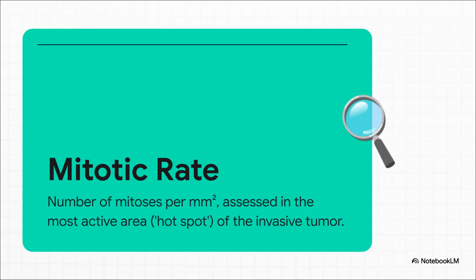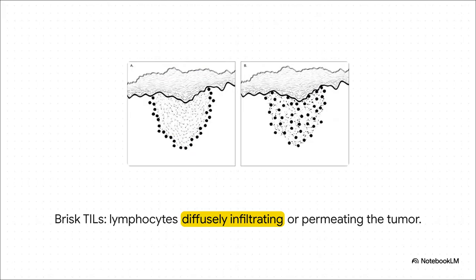But here's a huge update from the AJCC 8th edition that you absolutely have to know. The mitotic rate is no longer a criterion for T1 staging. It's still a powerful predictor of how the patient will do, and you must report it, but it doesn't define the T1 stage anymore. This picture is a fantastic illustration of the body's immune response.